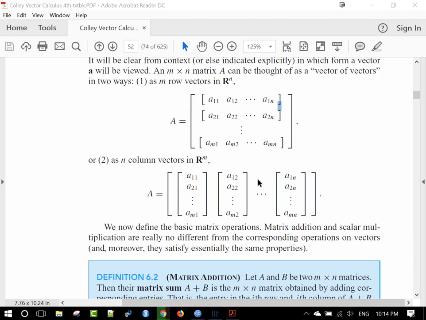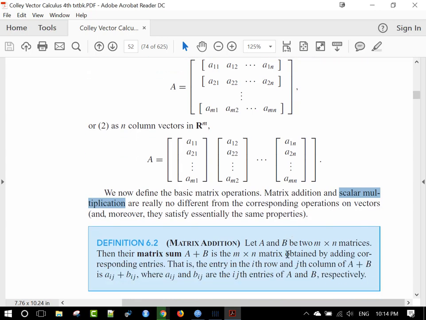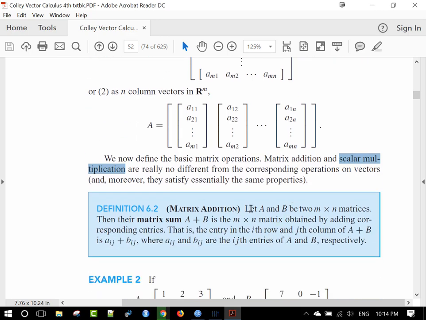Okay, so just like with vectors, we had some operations between vectors. Now we're going to have operations between matrices like addition and scalar multiplication. They say they're really no different than the operations on vectors. If you have two matrices of the same size, then you can add them. If they're not the same size, we don't talk about adding them. And you just add the corresponding entries.